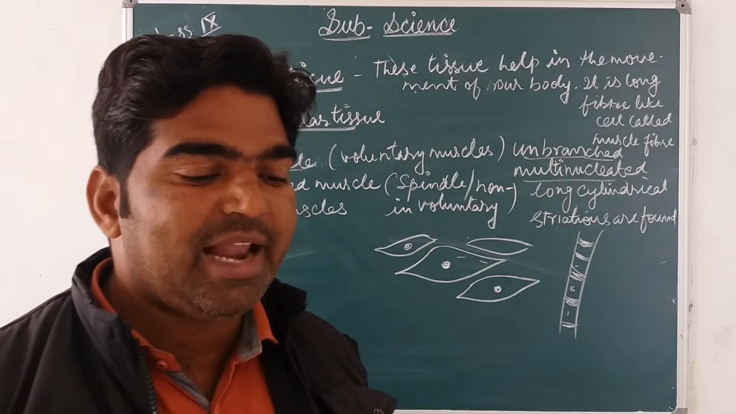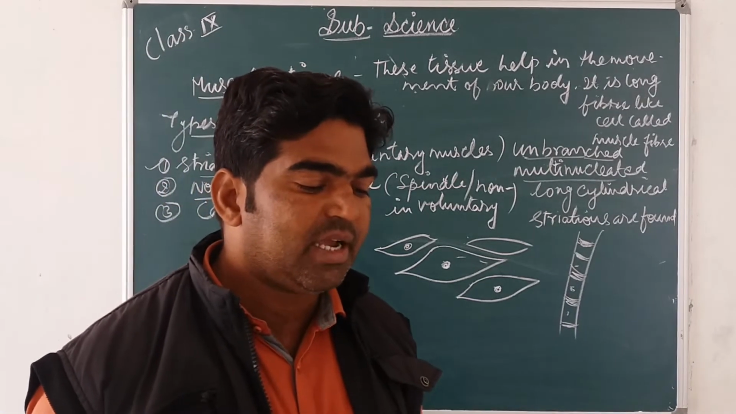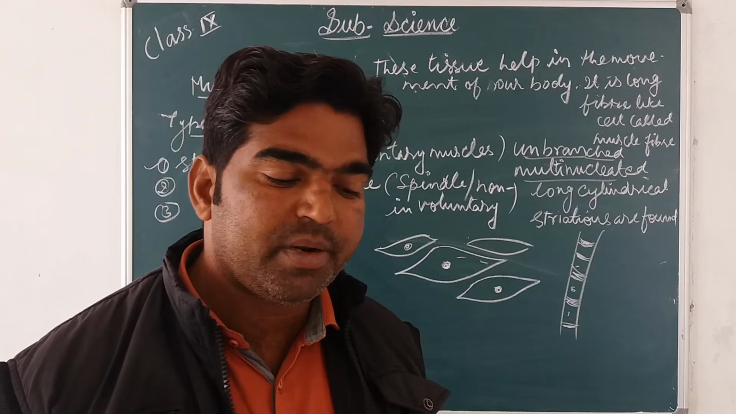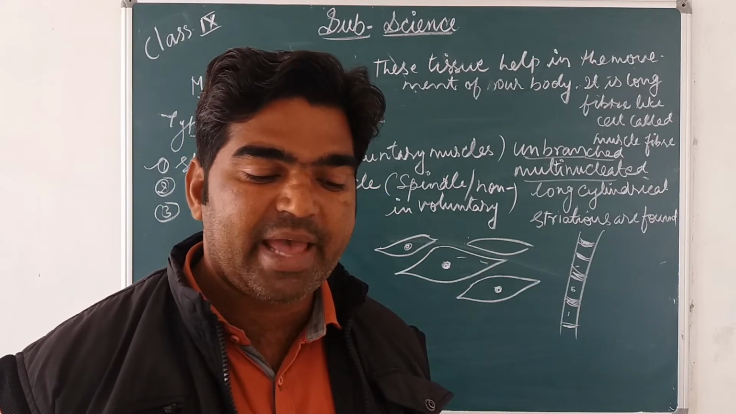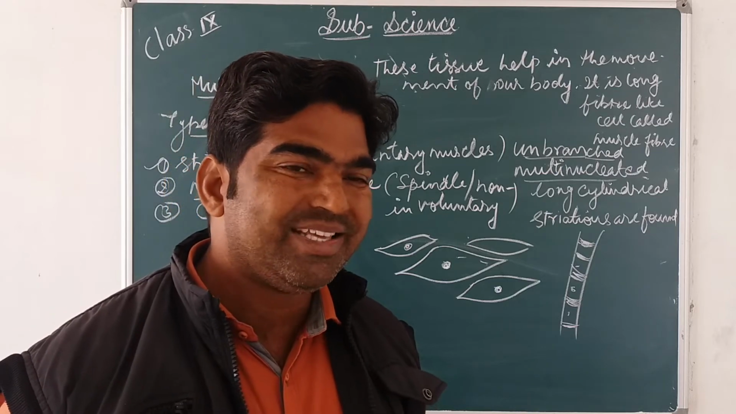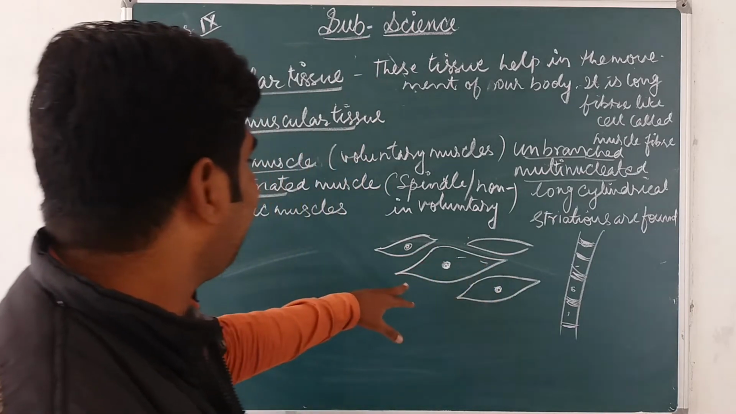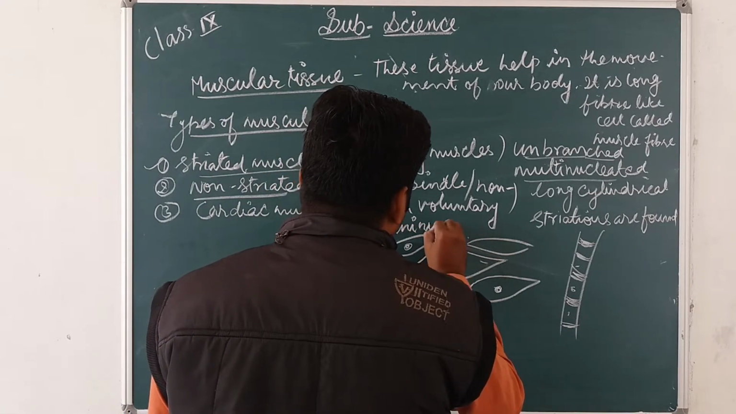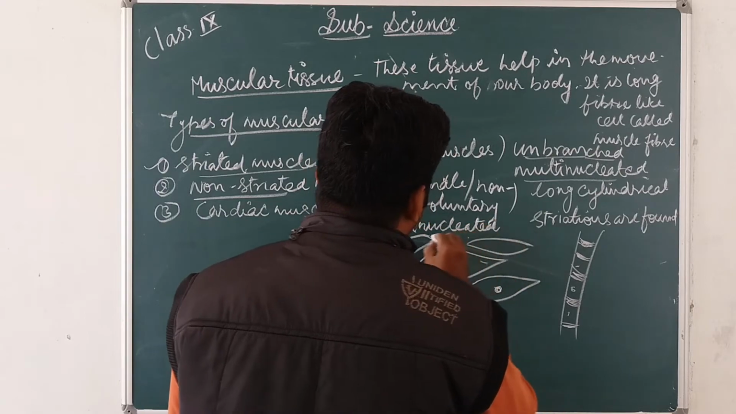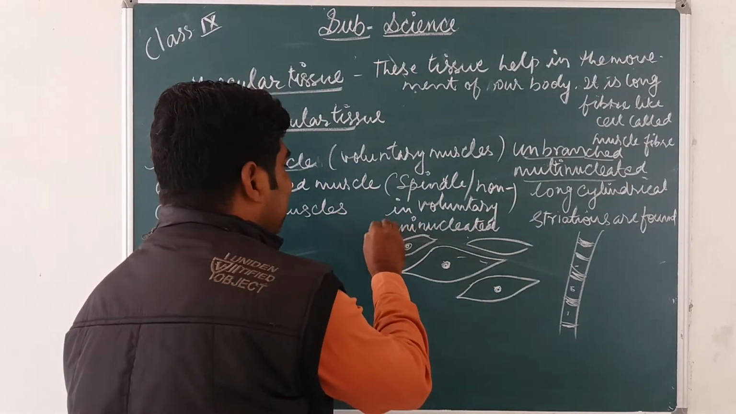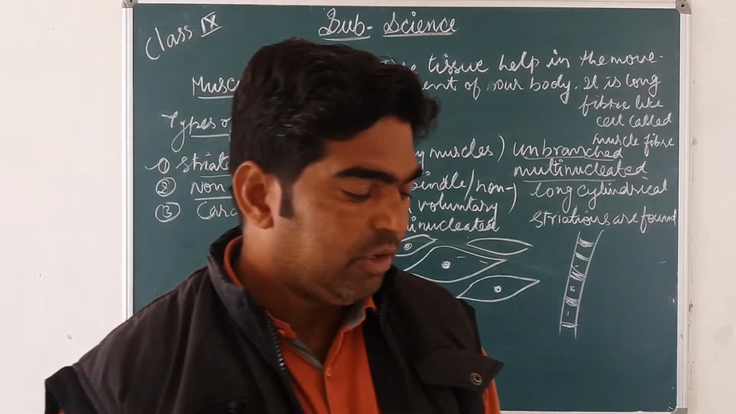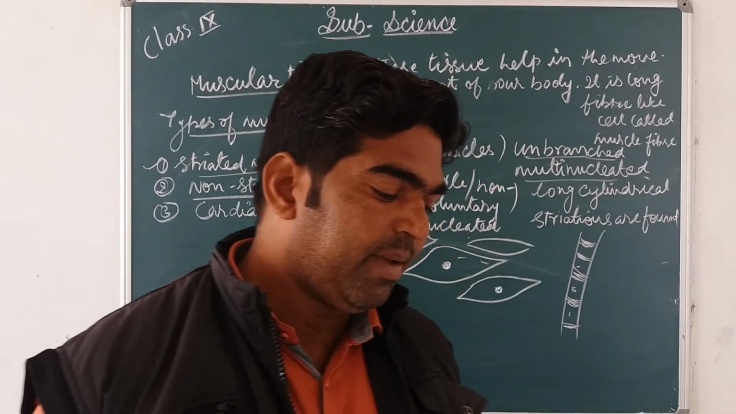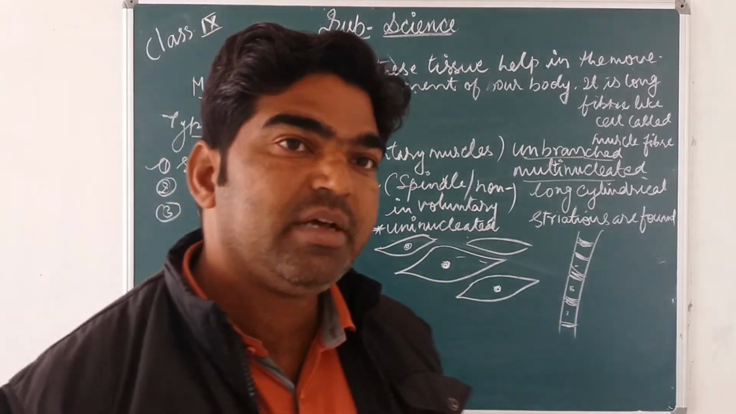These muscles help in the movement of food in the alimentary canal, which is brought about by these muscles. These are spindle shaped, long with pointed ends, and have a single nucleus, meaning uninucleated. Uni means one, single. These cells contain only one nucleus. They are not enclosed by a membrane, and many fibers are joined together in bundles.